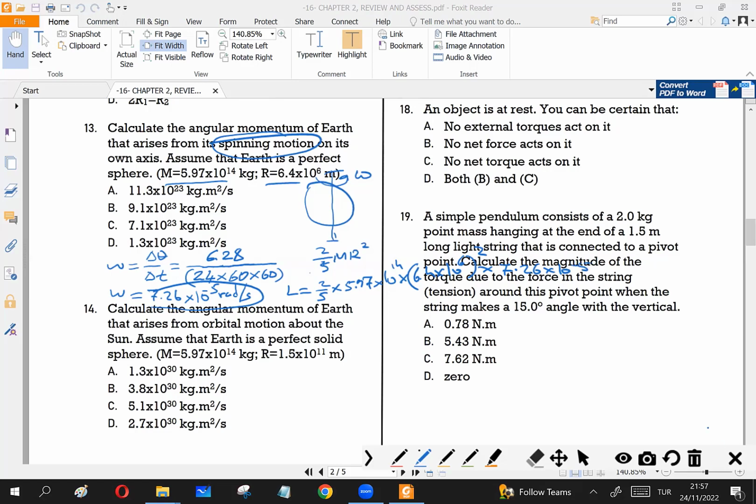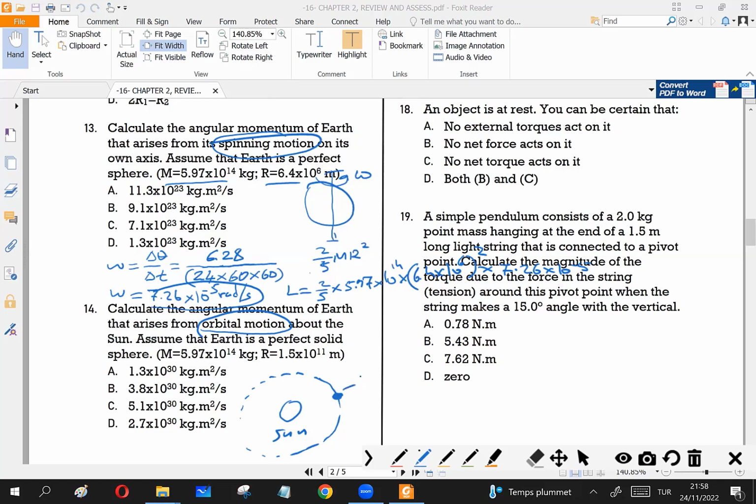Because of the spinning motion of the Earth, we have days. But the next question is about orbital motion. So it's about the year? Yes, it's about the year. In the first one, you are going to treat the Earth as a solid sphere spinning about its diameter, when it produces one day. But in the second one, orbital motion is about Earth around the Sun. So when Earth is in orbital motion, you should treat the Earth as a point mass because it's in circular motion.